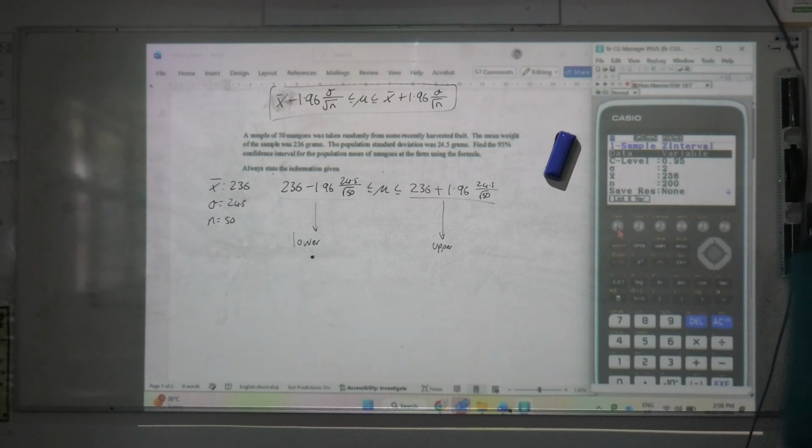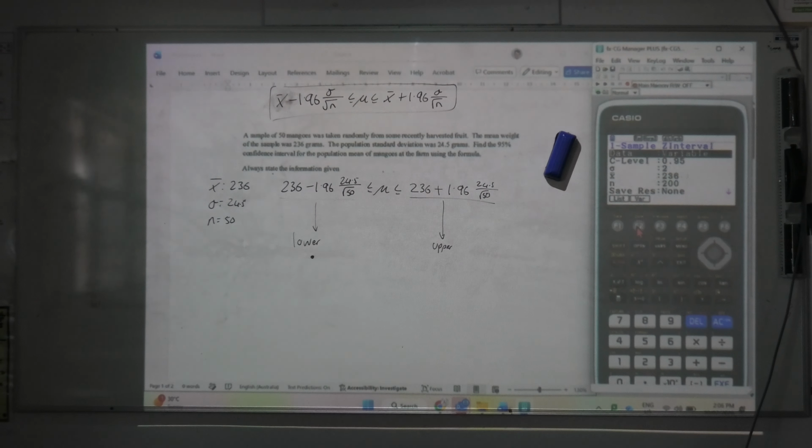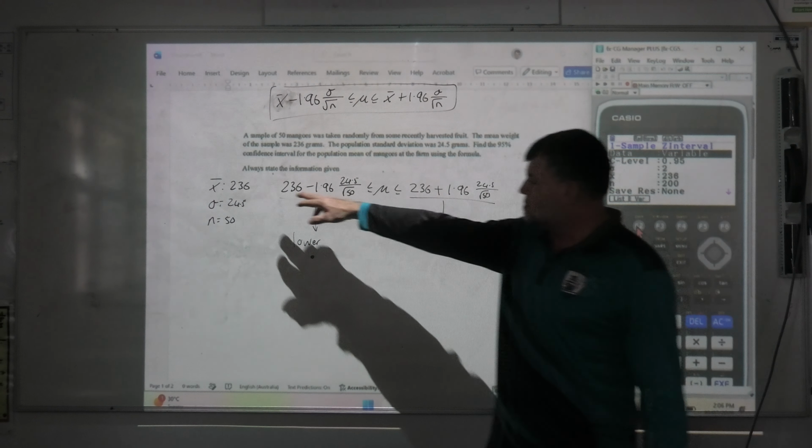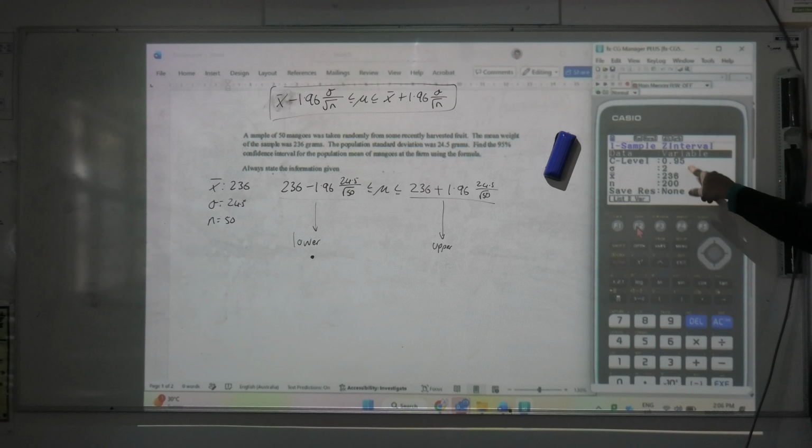If, however, you go back up here and it looks like this, then have a look at this data first. You always want this to be in variable. So let's now plug in these three points, leaving the 95% as it is, and see what happens. We've got a deviation of 24.5, 236, and 50. So let's click enter. What we get here is, let's go back again, let's just double check.